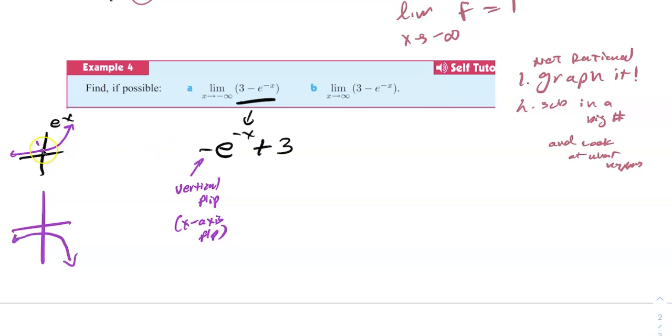I call it vertical flip because it flips vertically, and that's the whole thing I do. But it's technically not the x-axis flip. So it's vertically, goes on there. How about the negative right there? That's a y-axis flip.